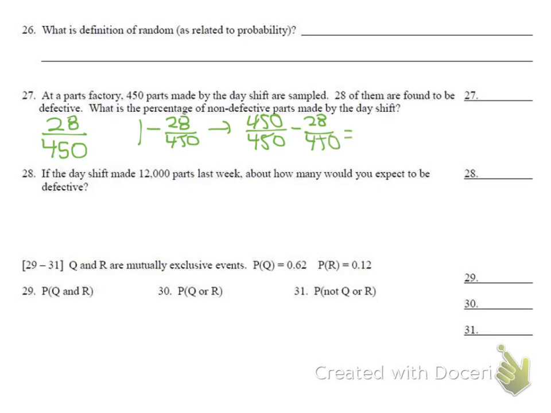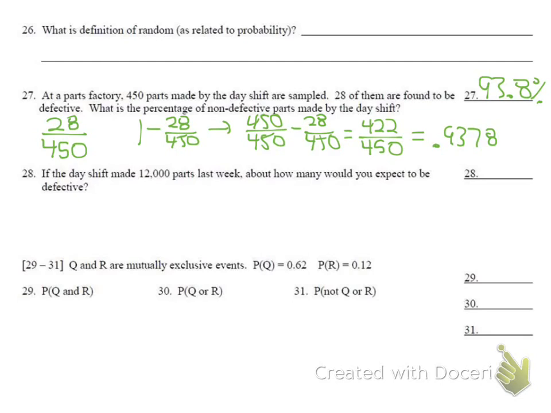And this gets us to 422 over 450, which if you divide that into your calculator is equal to 0.9378. So you would say your probability is approximately 93.8%.